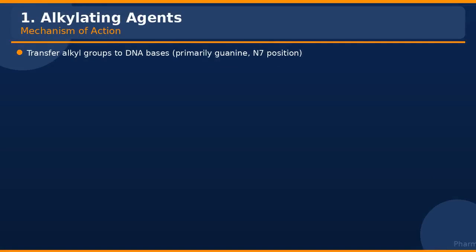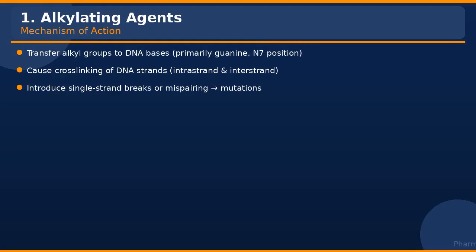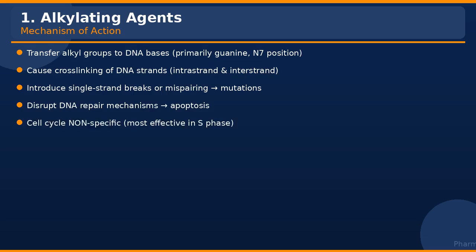They work by transferring alkyl groups to DNA bases, primarily guanine at the N7 position. This alkylation causes cross-linking of DNA strands, both within a single strand and between strands, preventing DNA replication and transcription. They also introduce single-strand breaks and base mispairing, leading to mutations. Alkylated DNA becomes difficult for the cell to repair, resulting in accumulation of damage and triggering apoptosis.